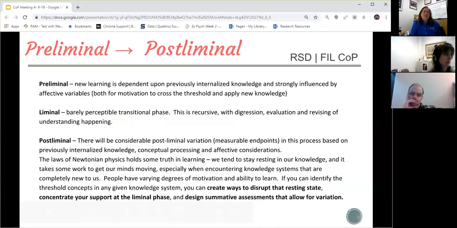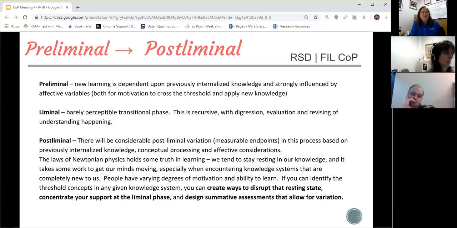So this is just an overview of those different stages. The preliminal stage is where the learners are influenced by both their motivation to learn, what they already know, and how strong that internalized knowledge and those preconceived ideas are. So it's our job as instructors to try to encourage them, motivate them to want to move on.